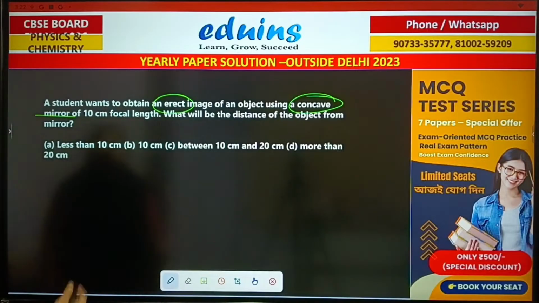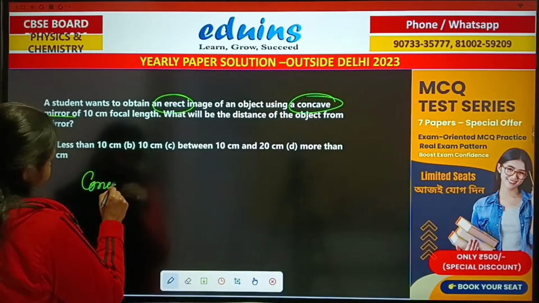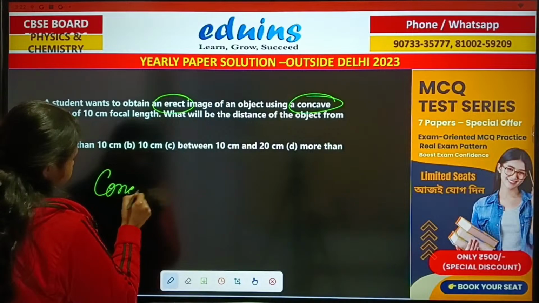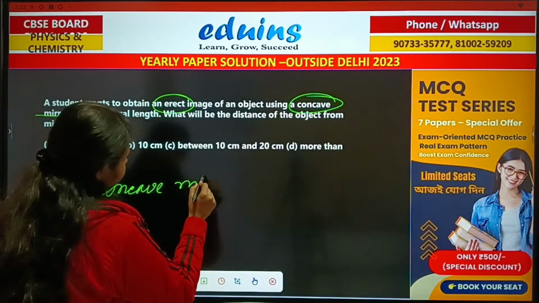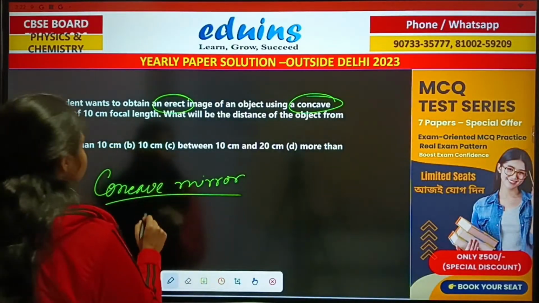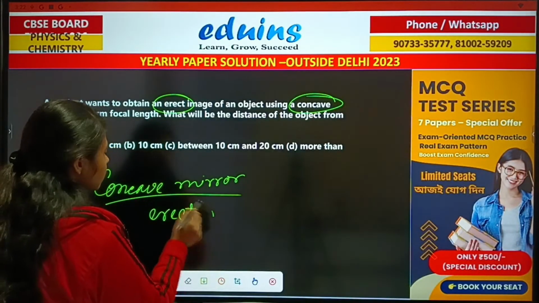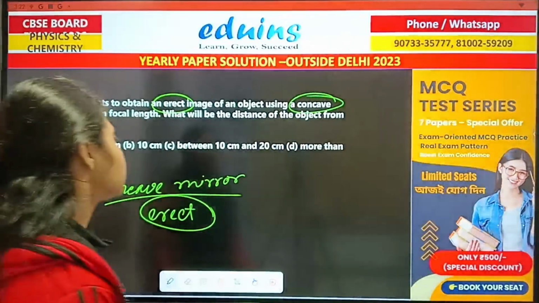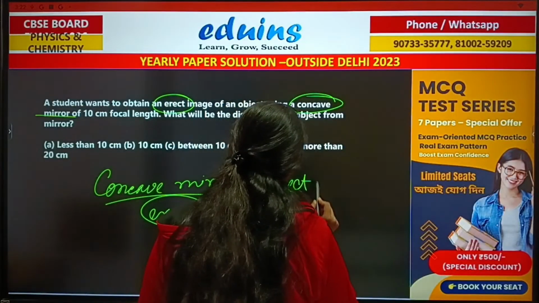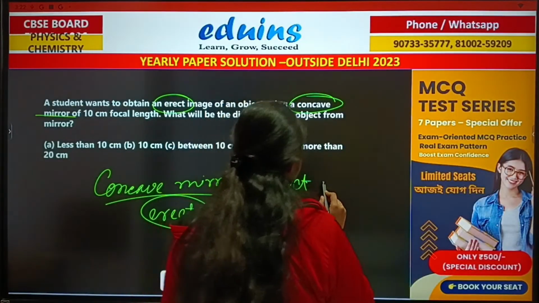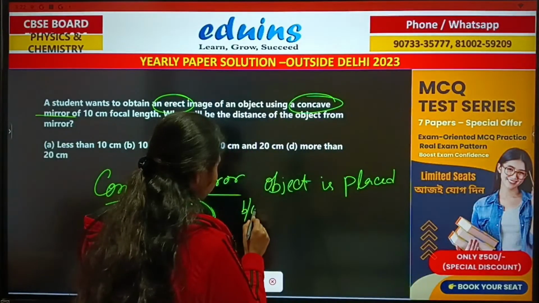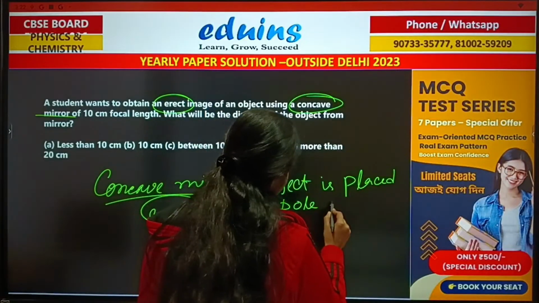We know that a concave mirror only creates an erect image. Erect image only when, what will be the condition? When the object is placed between pole and focus.